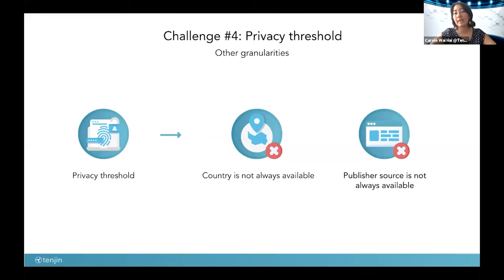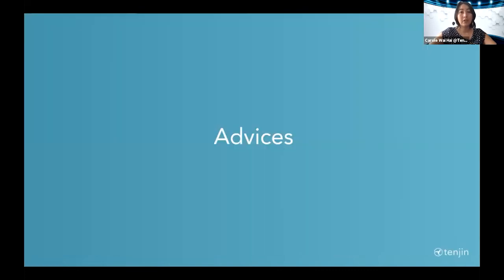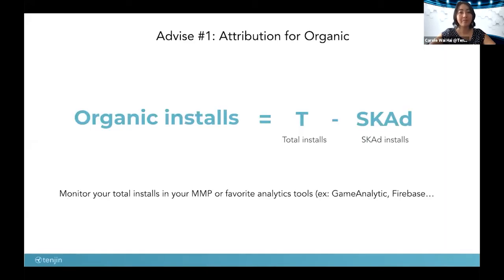Also, certain channels, as I mentioned earlier, send the SKAdNetwork installs from Apple in a different way. Some don't include countries, some also don't want to include publisher source. So sometimes, depending on the channel, you might see that this granularity is missing. So that's a lot of challenges to overcome, but here is what would be my advice and some guidelines of how you would still go about doing this reconciliation.